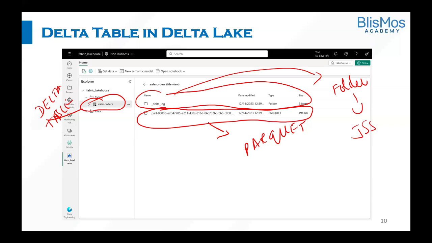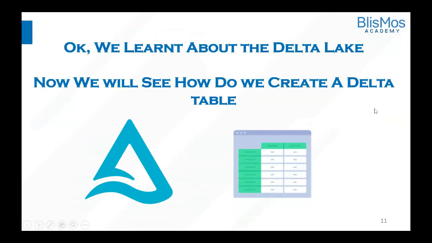We are spending more time on how we store the data. Where do you store the data? In which format do you store the data, right? We are discussing all those things here. So we are storing the data in Delta Lake as a Delta table. A Delta table has two parts, the Parquet file and the delta log folder, which is a JSON file. So now we learned about Delta Lake.